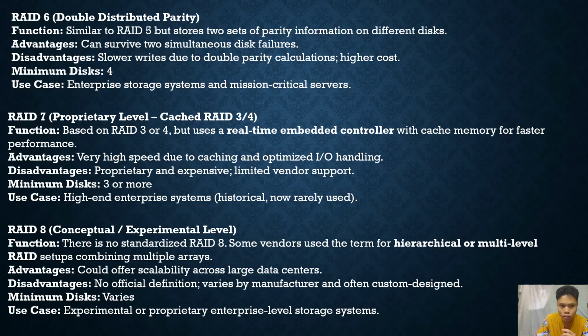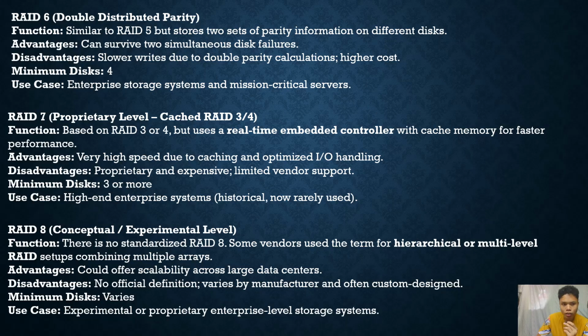Next is RAID 6, or double distributed parity. This is similar to RAID 5 but stores two sets of parity information on different disks. Its advantage is it can survive two simultaneous disk failures, while RAID 5 can survive only one. The disadvantage is slower writes due to double parity calculations and higher cost. Its minimum disk required is 4, not the same as RAID 5, which is 3. It's good for enterprise storage systems and mission critical levels.